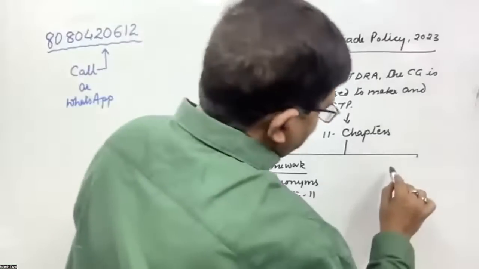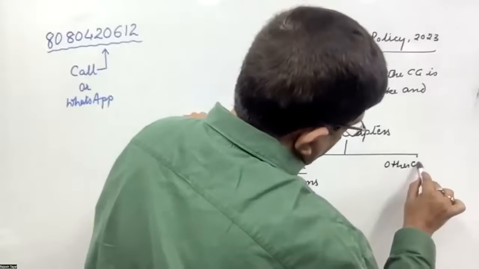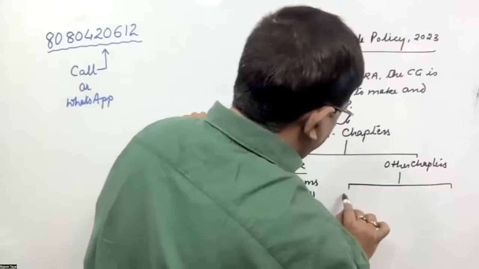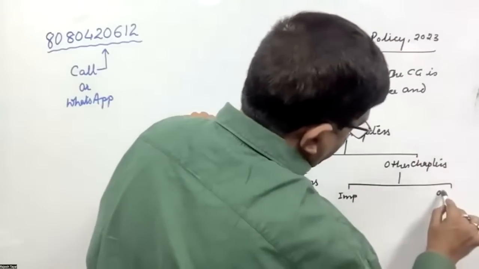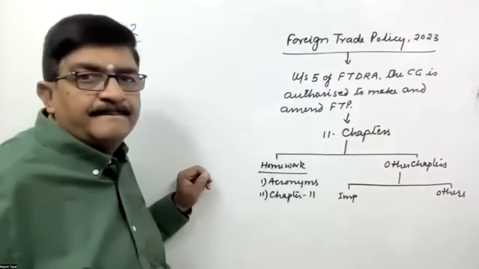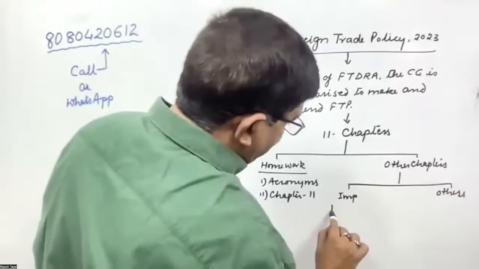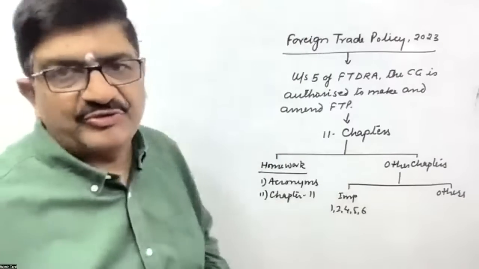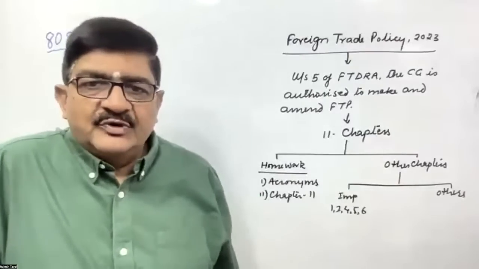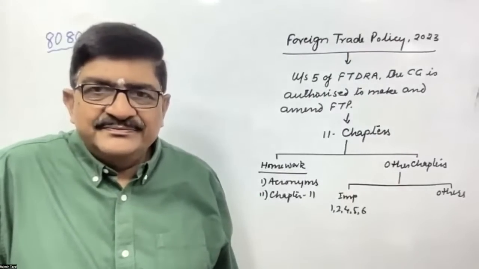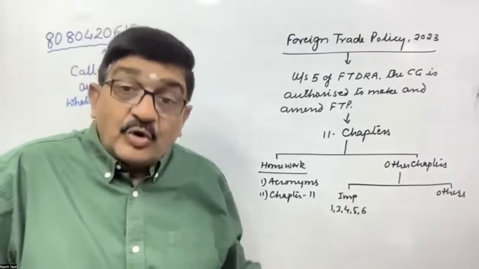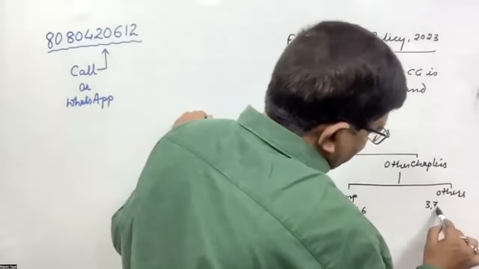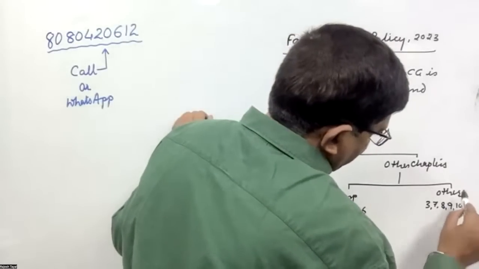And then we have other chapters. In other chapters, again, I'm bifurcating important ones and others. What are important chapters? Chapter number 1, chapter number 2, chapter number 4, chapter number 5, chapter number 6. These are important chapters. 1, 2, 4, 5, 6. Okay. All other chapters, those will go here. So chapter number 3, 7, 8, 9, 10.